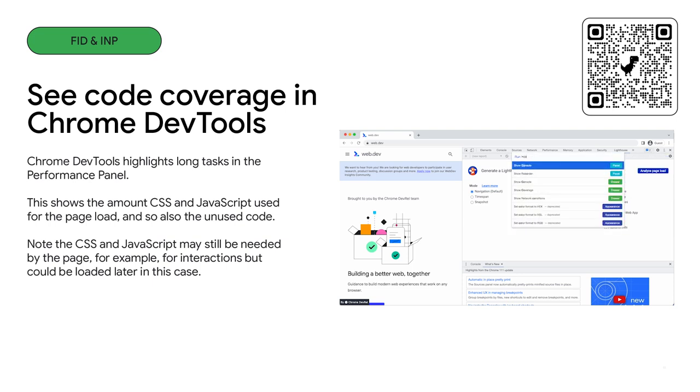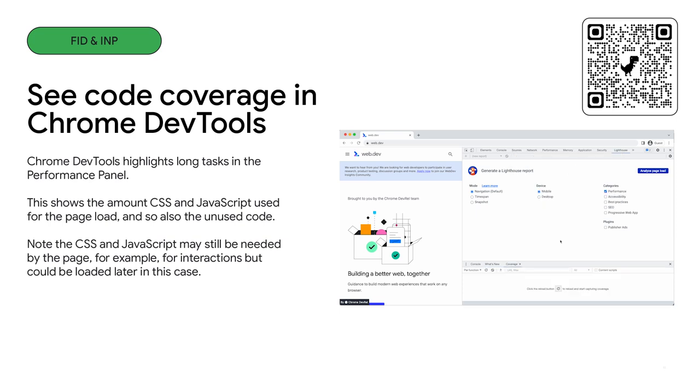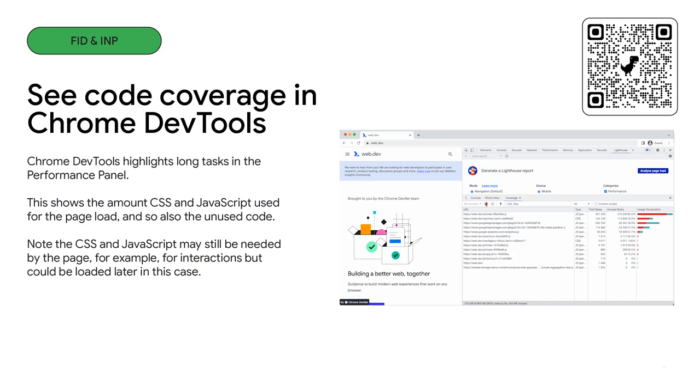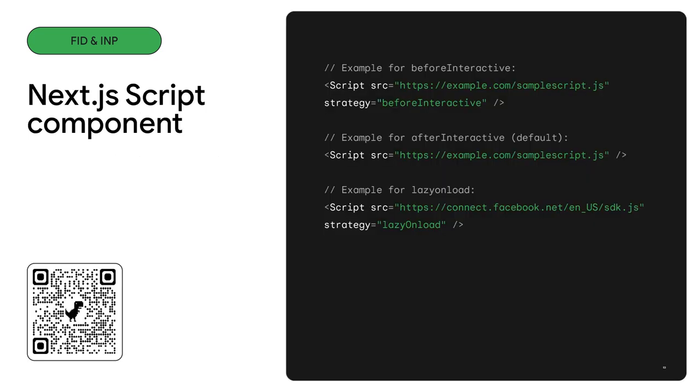If large portions of the JavaScript are not used during page load, you can consider code splitting to load this code later, when needed or when the browser is less busy. The Aurora team have also worked on a Next.js script component which allows less critical, often third-party code, to be loaded with various strategies to reduce the impact of these scripts.